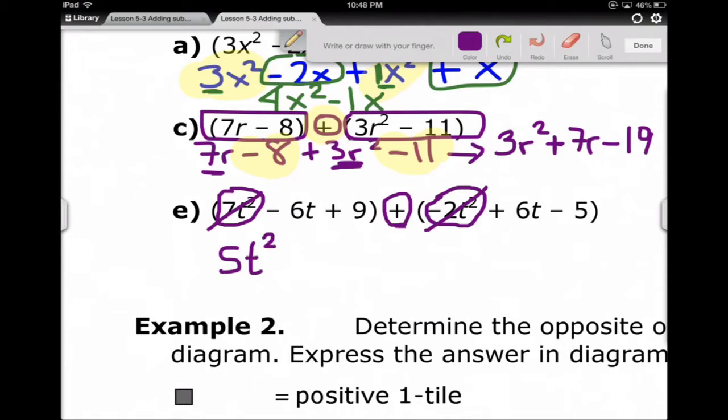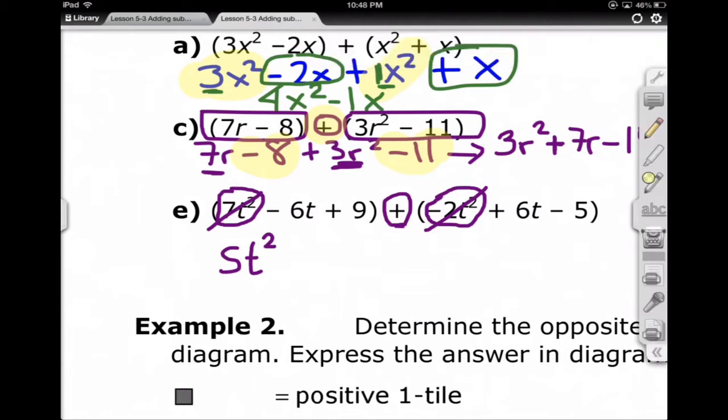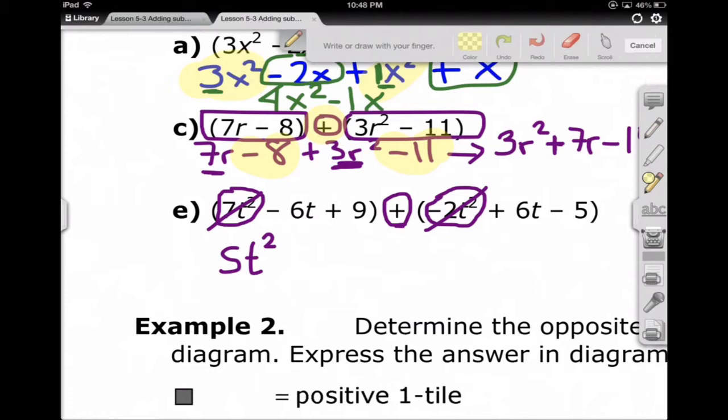So remember, we're looking at t squared terms. Next, we look at the t terms. Well, interestingly enough, it's like there's 6 dead ones on the left and 6 live ones on the right. Minus 6 and positive 6, they cancel out. There's no t's left. So since there's none, we just don't write it.